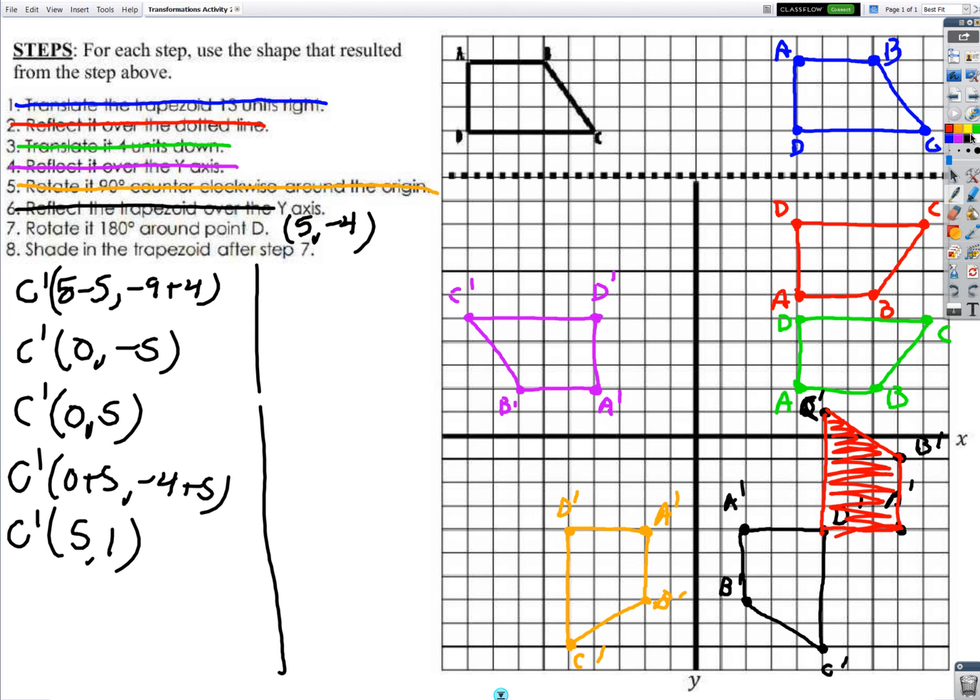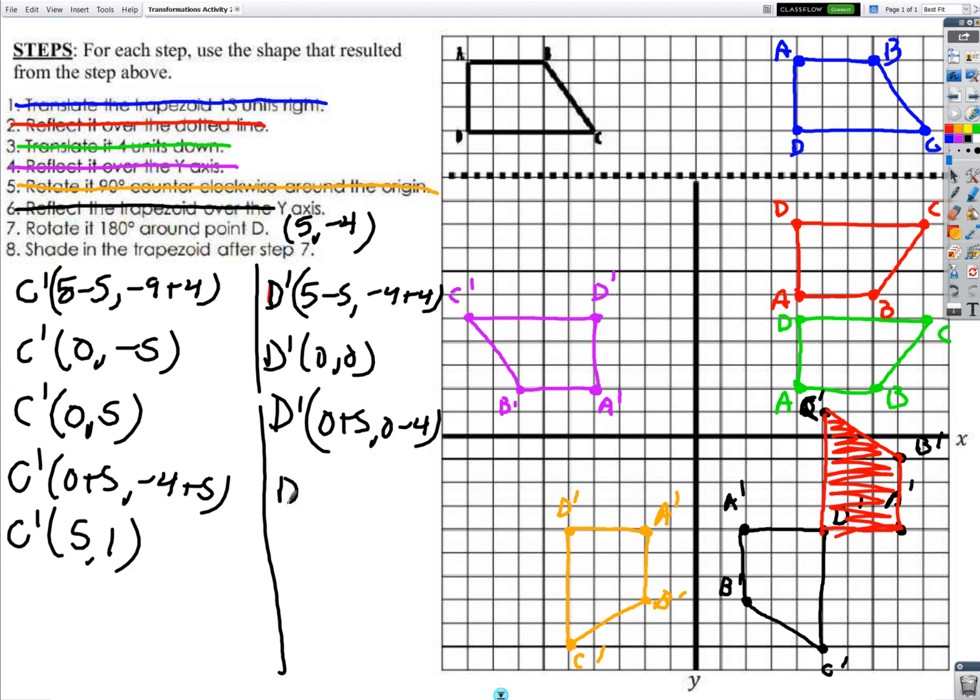D is the point of rotation. So I know D is at 5, negative 4, right? That's where we started off at. What is anything minus itself? 0. So 5 minus 5, negative 4 plus 4. So we're at 0, 0. And then when we change signs, nothing changes at all. It stays at 0, 0. And then finally at the end, when we add it back, 0 plus 5 and 0 minus 4, we end up going back right to where we started, which was 5, negative 4. That's why D doesn't change.